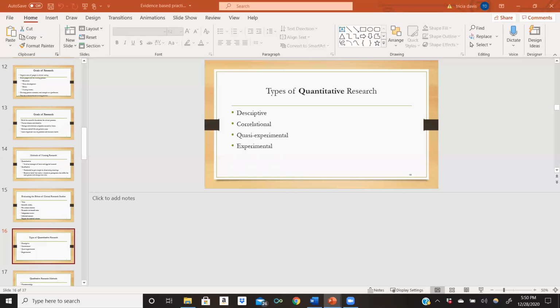Then your quasi-experimental is to examine cause and effect relationships between selected variables, often conducted in clinical settings, to examine the effects of nursing interventions and patient outcomes. And then you have experimental, which is used to examine cause and effect relationships between variables under highly controlled conditions, often conducted in a laboratory setting.